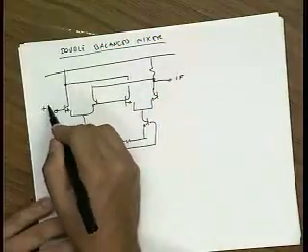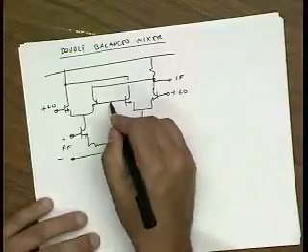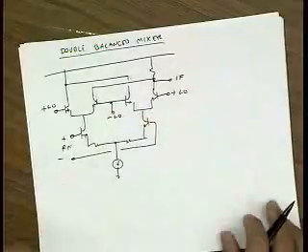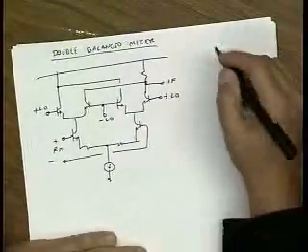And this is going to be plus LO. This is also going to be plus LO. And this port is going to be driven by minus LO. Okay. So this is also called a Gilbert cell.